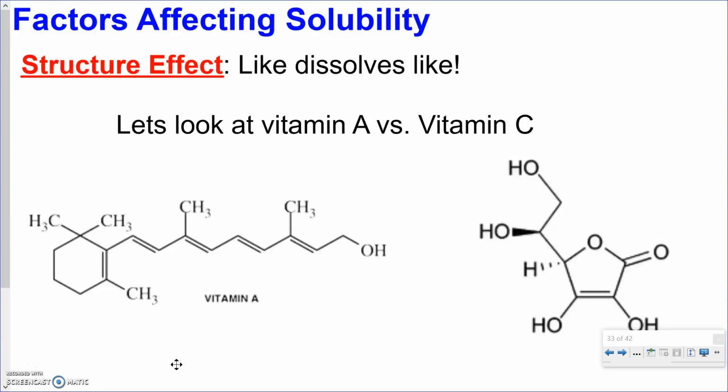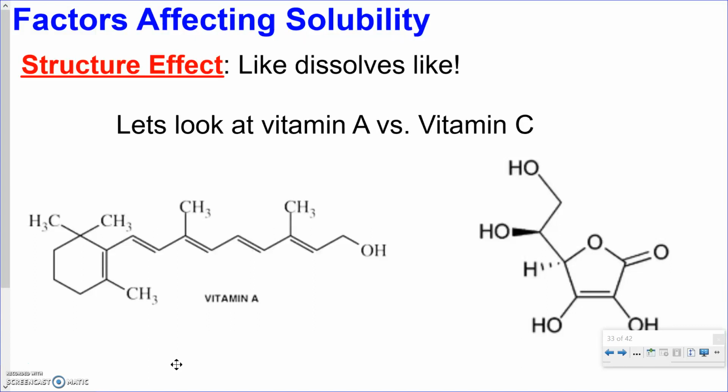So we've talked about the enthalpy of forming a solution, and therefore the factors that affect the enthalpy of a solution and whether the solution will form or not based off of Gibbs free energy. Let's take a little bit further look at some other factors that affect solubility. So the first one is structure effect.